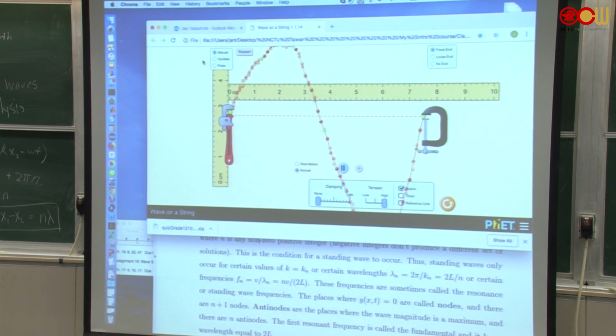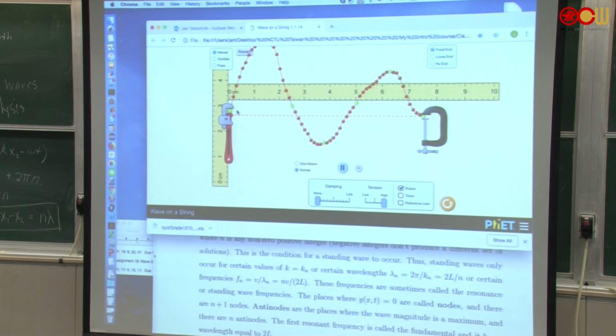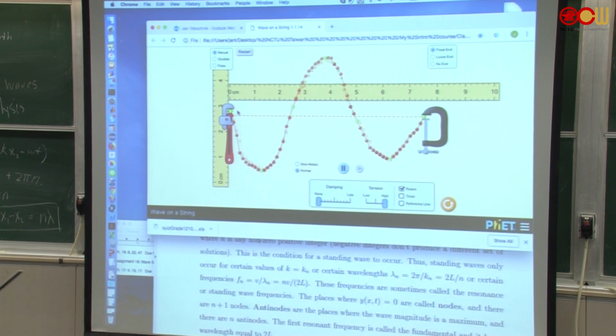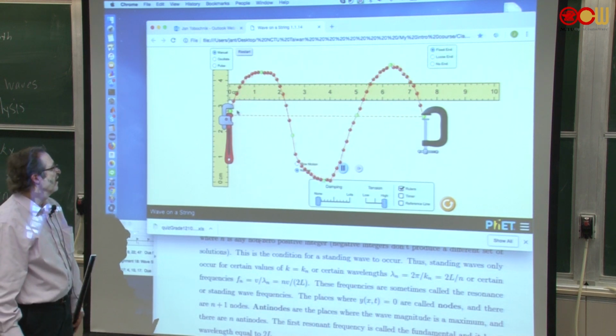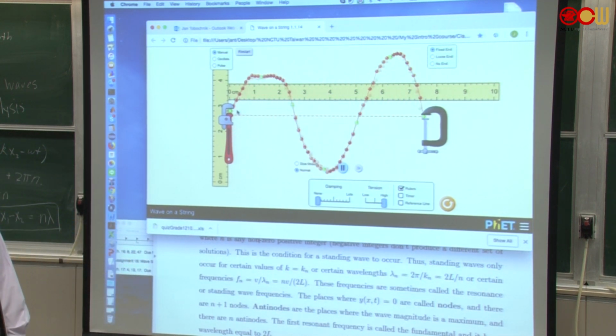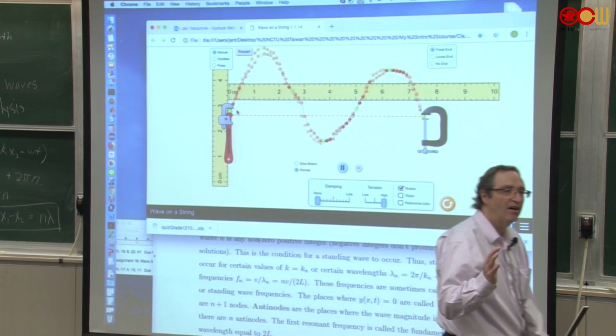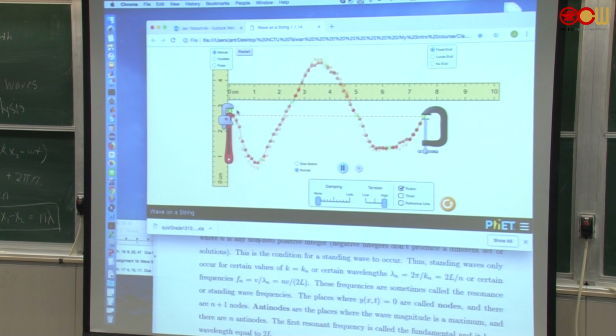And then let's just try one more. All right, that's not too bad. Can almost do it. There you go. It's close, but almost the n equals 3 case. Okay? All right. So this is how all musical instruments work.